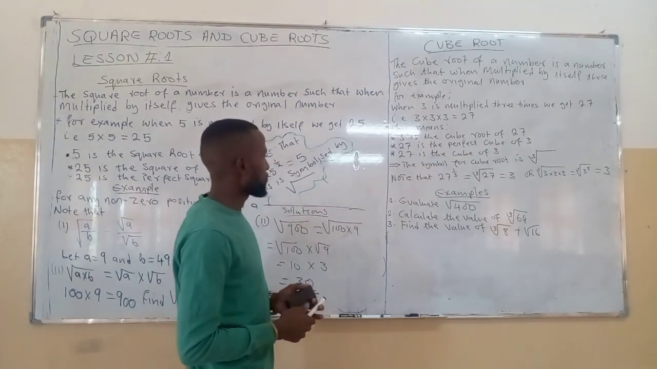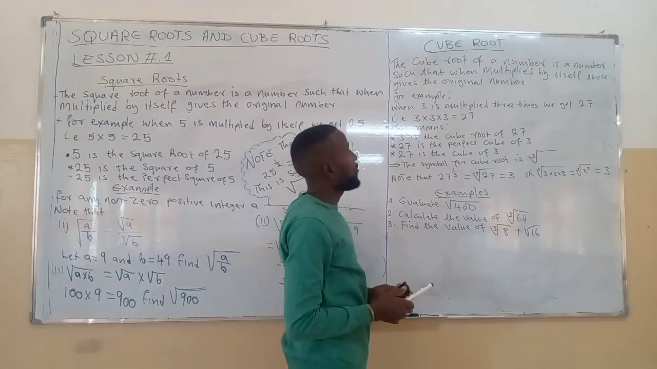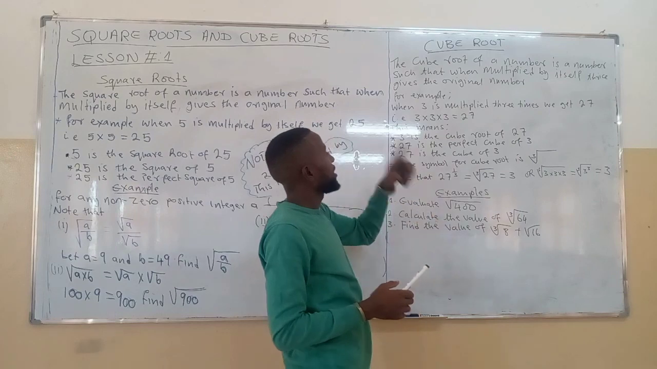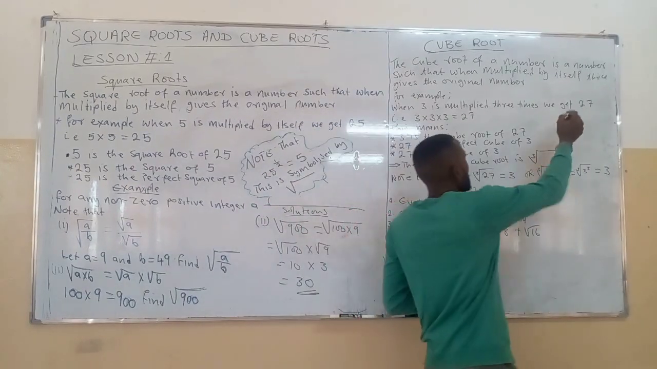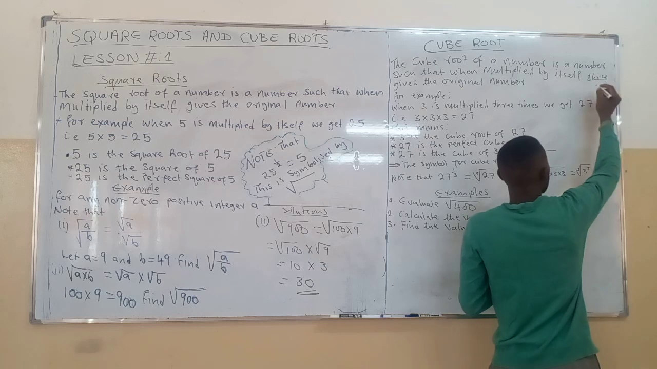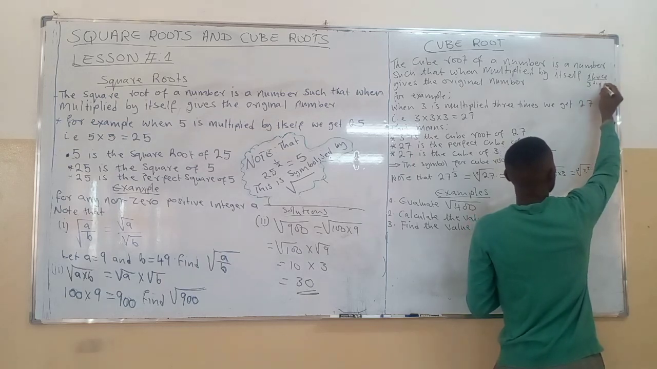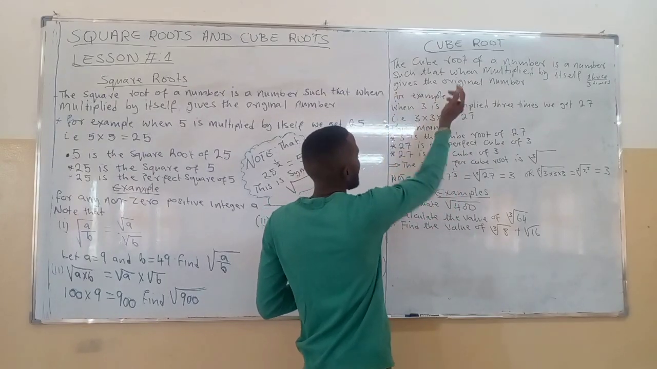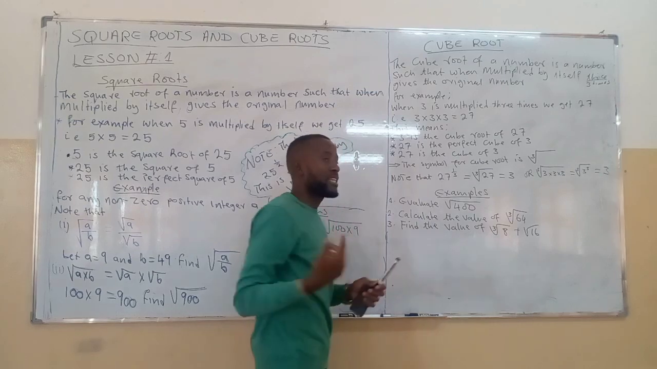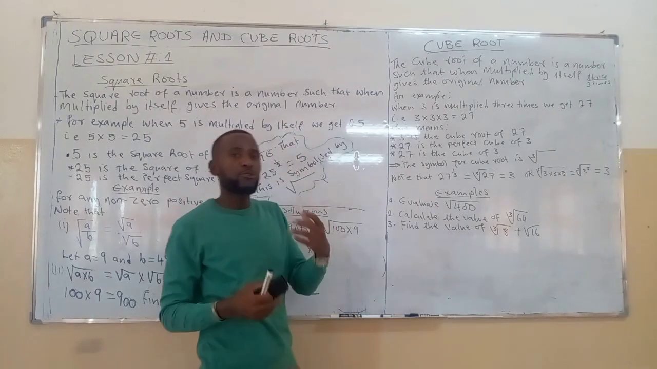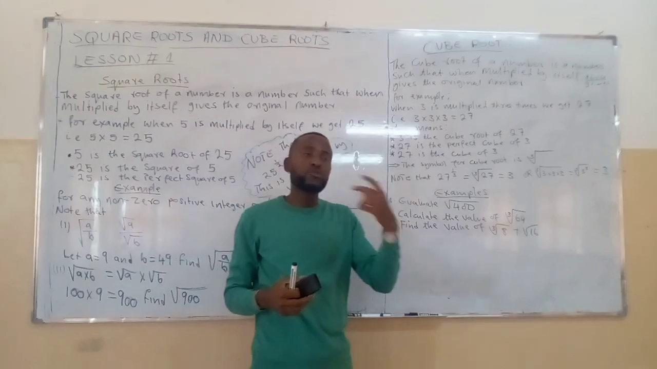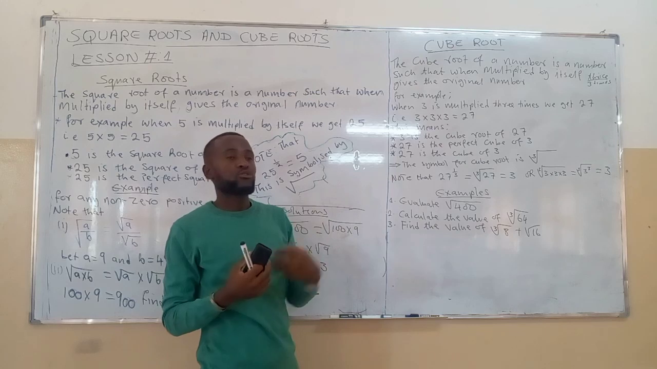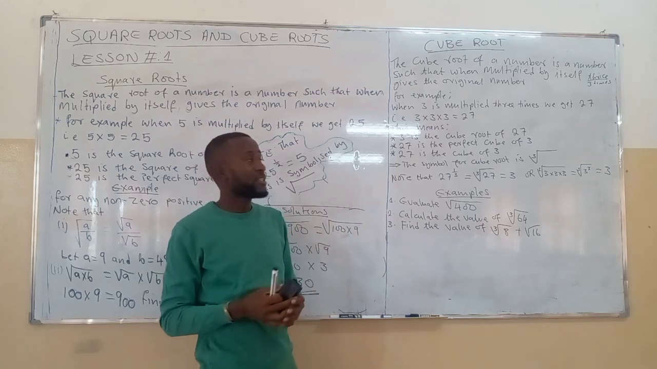Cube root. The cube root of a number is a number such that when multiplied by itself thrice, or 3 times, it gives the original number. So we are simply saying that with a cube root, you take a number, let's say 2, and multiply 2 times 2 times 2, three times. The answer you get is the original number. So 2 is simply the cube root.